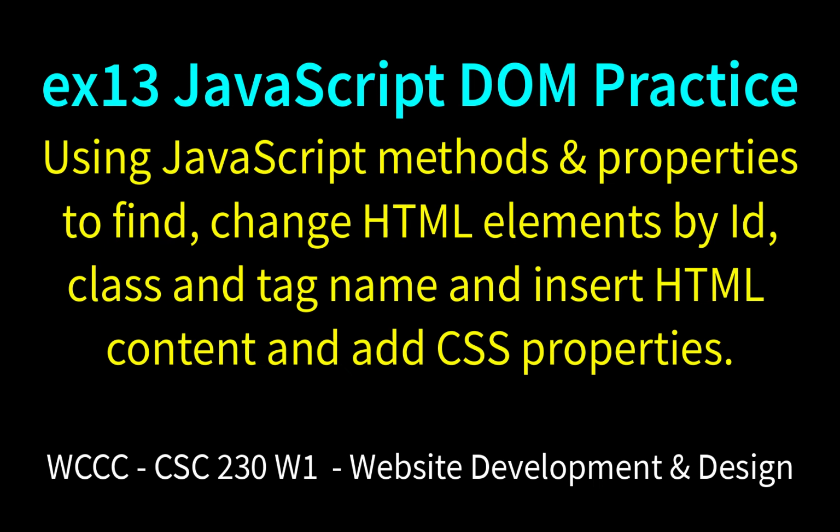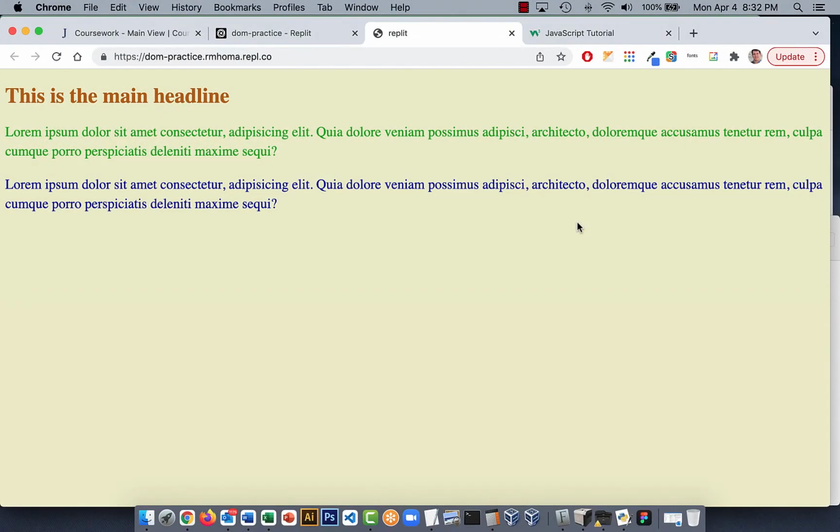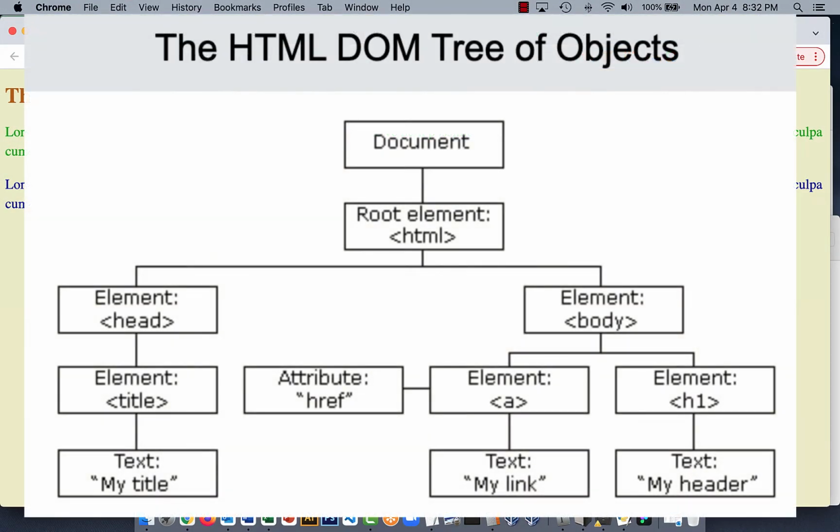Welcome CSC230 to exercise 13. We're going to call this DOM practice. This will be our introduction to the JavaScript DOM, which is the document object model, which is a way of basically contacting all the different elements on an HTML page and changing them dynamically. And we could use buttons and different ways of doing that.